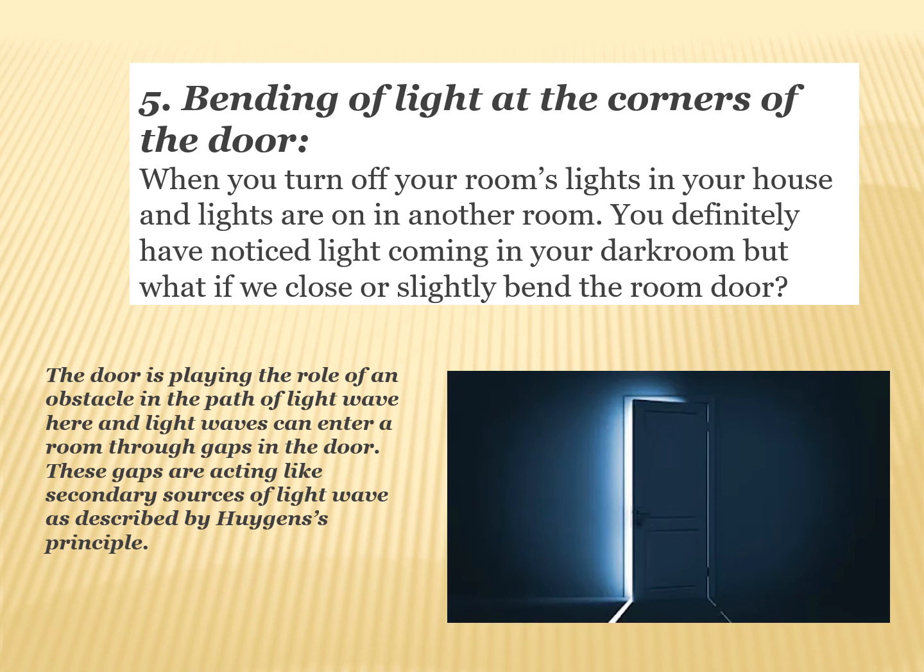Next example, bending of light at the corners of the door. When you turn off your room's light in your house and lights are on in another room, you have definitely noticed light coming into your dark room. But what if we close or slightly bend the room door? The door is playing the role of an obstacle in the path of the light wave, and the secondary source of light wave as described by Huygens principle.